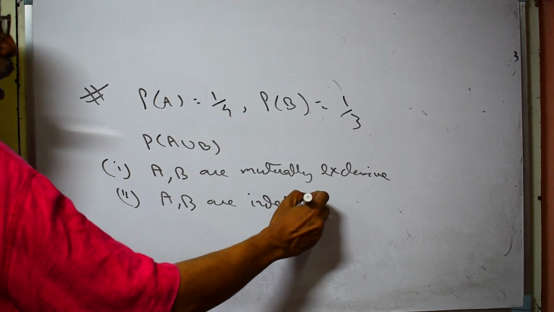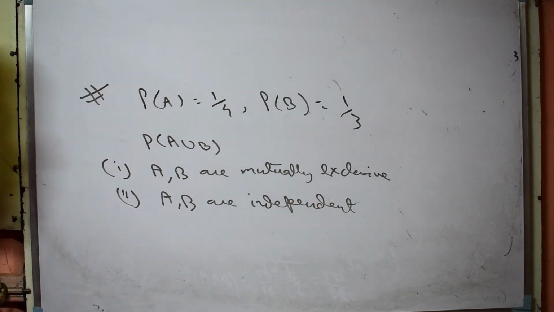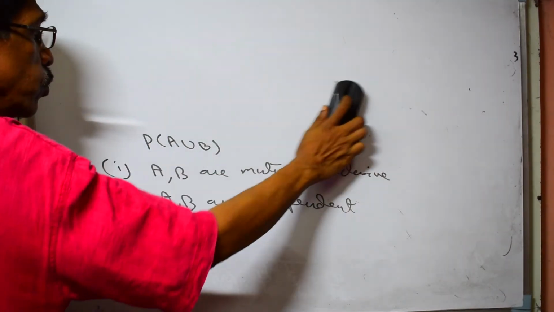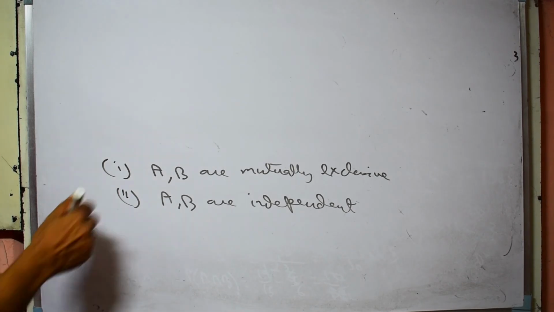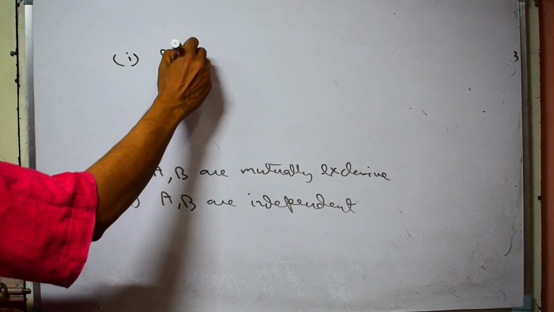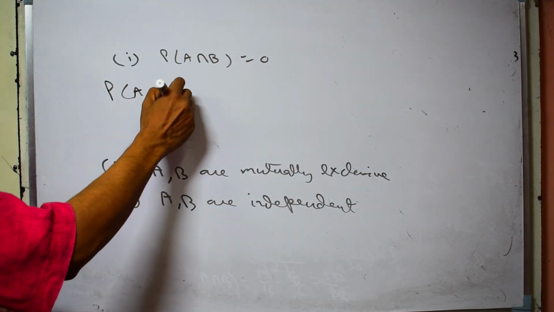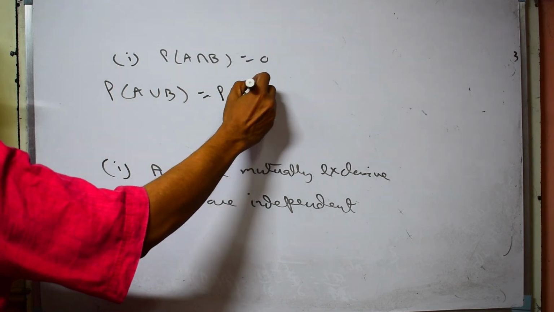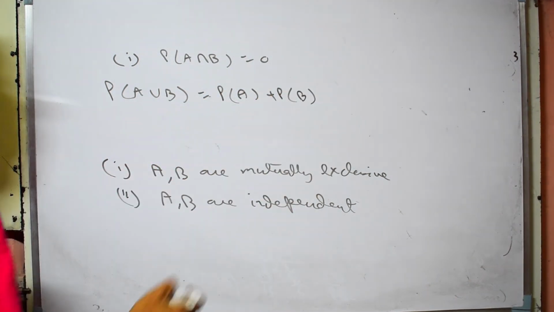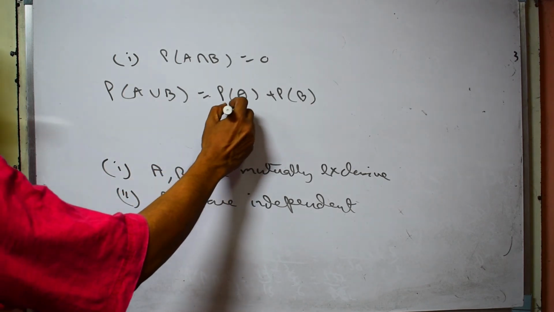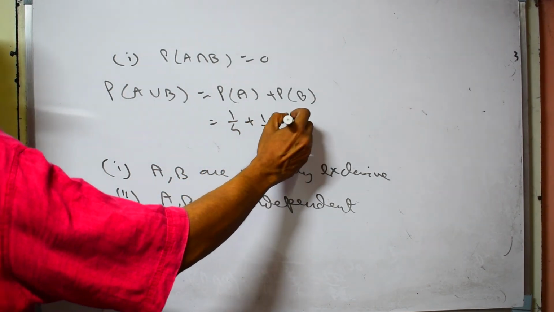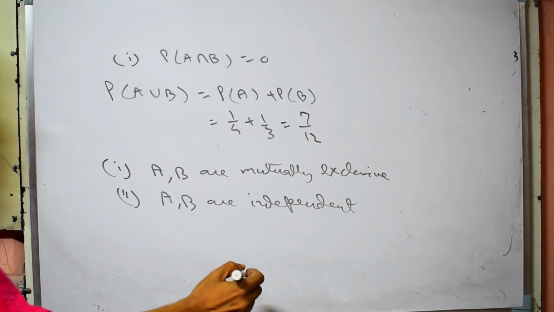First question, the idea is A, B are mutually exclusive, and in the second question A, B are independent. So how to solve the first one? First one, A, B are mutually exclusive. So the idea is P(A intersection B) is 0. So our formula P(A union B) will become P(A) plus P(B) minus 0, because no intersection is required. A is 1 by 4, B is 1 by 3, answer is 7 by 12.